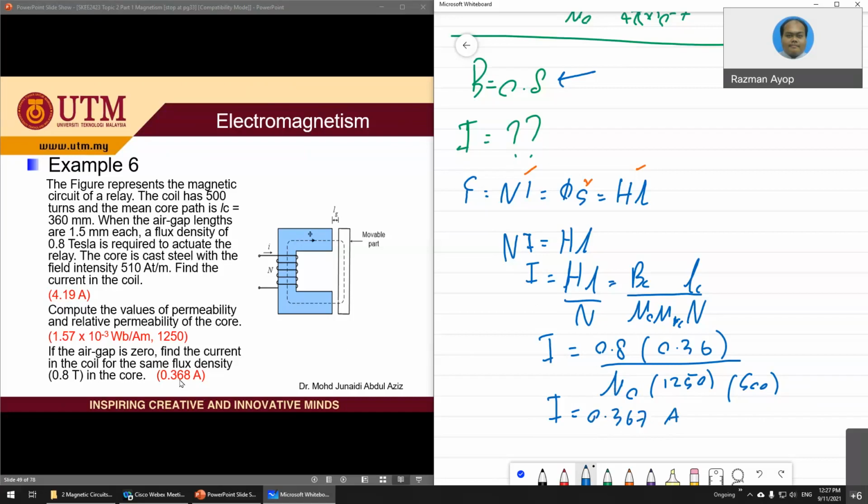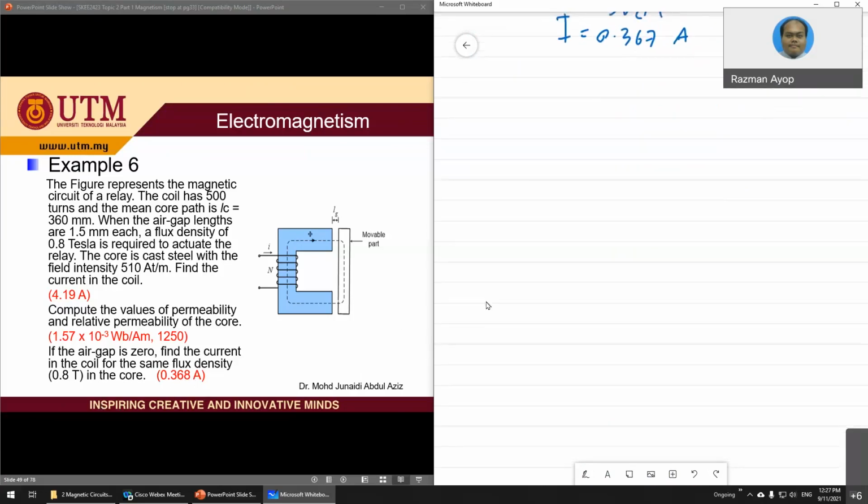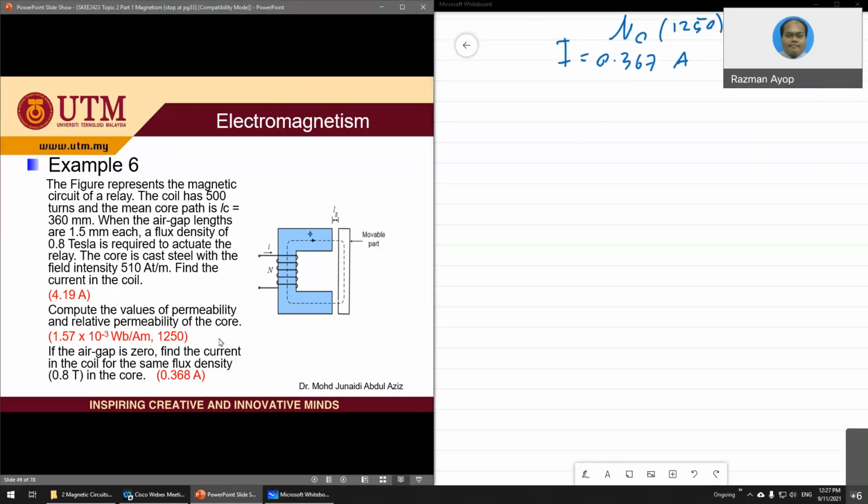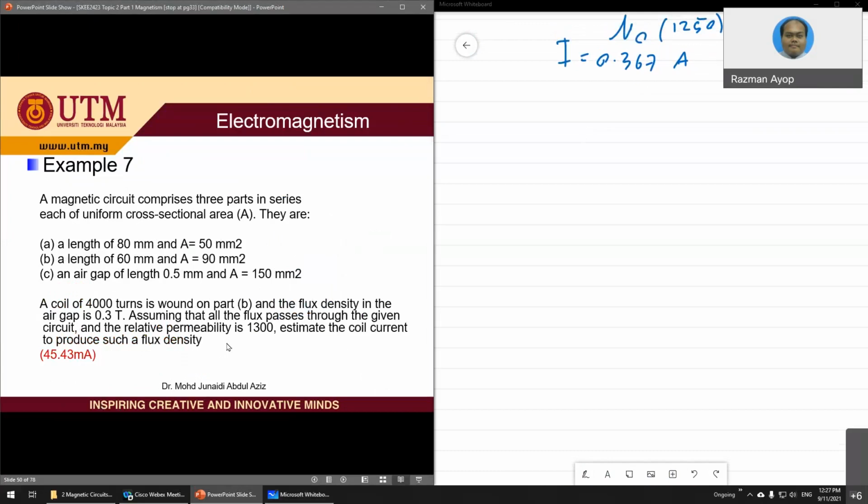Okay, don't worry, there is some error because of the approximation. You don't use all the values in your calculation, so there will be some error. Okay, this one is also a series circuit.